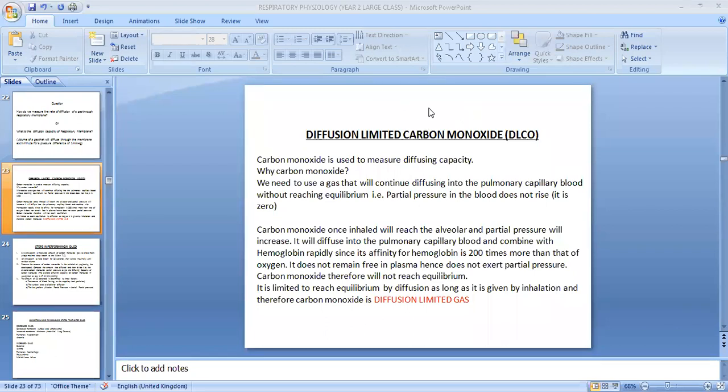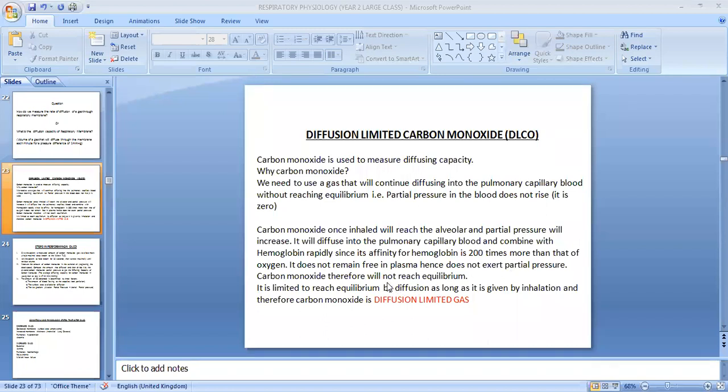For the sake of those who have not understood in the first instance, let me repeat very quickly for the interest of time. The affinity of hemoglobin for carbon monoxide is 200 times that of oxygen. Whenever it gets into the alveoli, it diffuses rapidly into the blood, and all of it is bound to hemoglobin with no single molecule left hanging in the blood. Therefore it does not exert partial pressure, because partial pressure is only exerted by molecules hanging freely in the blood, and so it cannot reach an equilibrium between the alveoli and the blood.